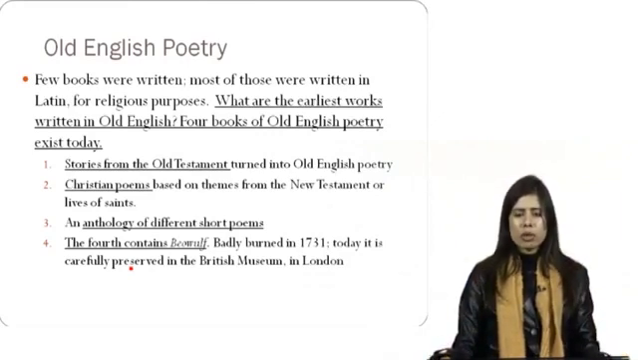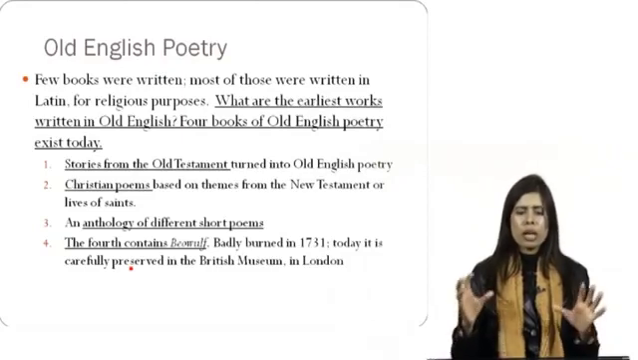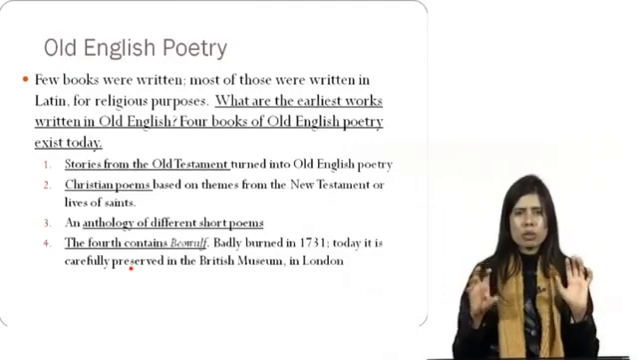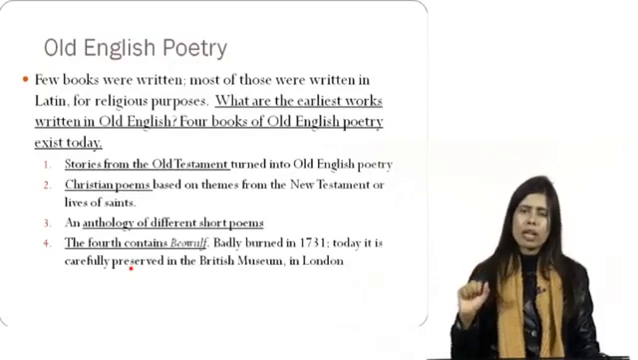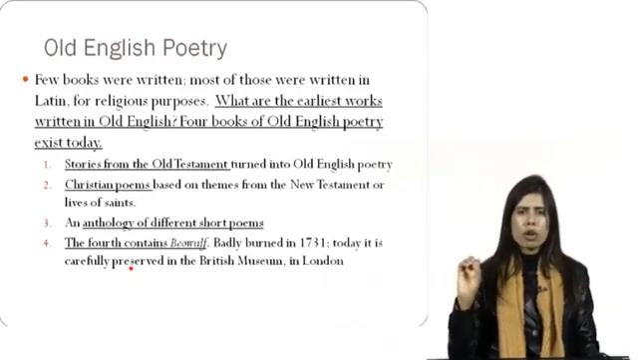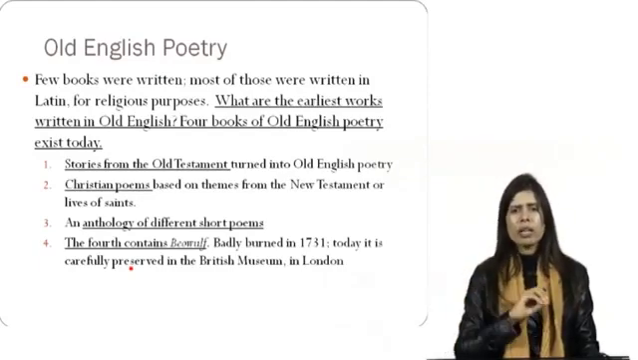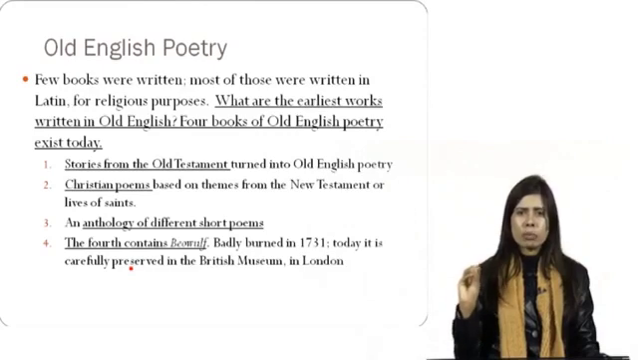What are the earliest works written in Old English? That can be a question. First of all, I'll tell you what the works written in Old English are. Four books of Old English poetry exist even today. This is the literature which you can still find today. As I told you before, much of the literature is lost, because they had the tradition of oral poetry, and they didn't have any written record of their poetry or other kinds of literature. So there are four books available even today, and you can consult them as well.